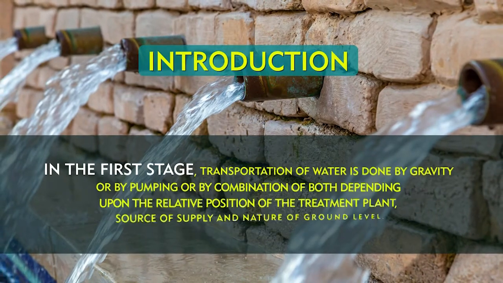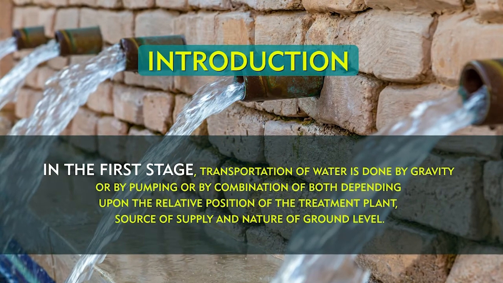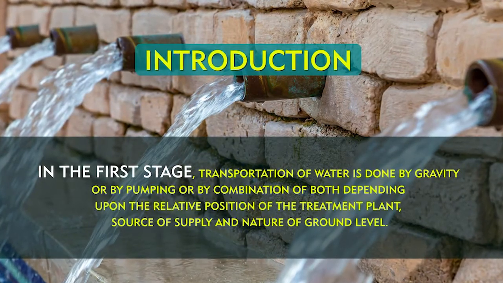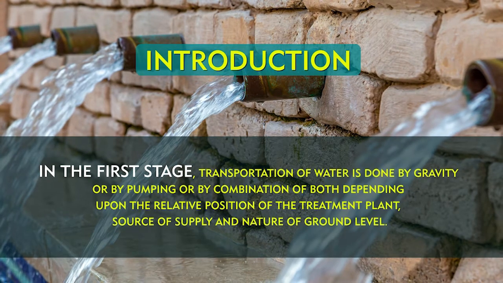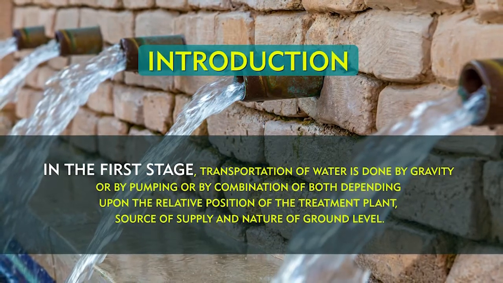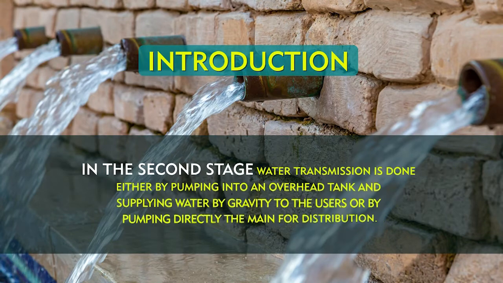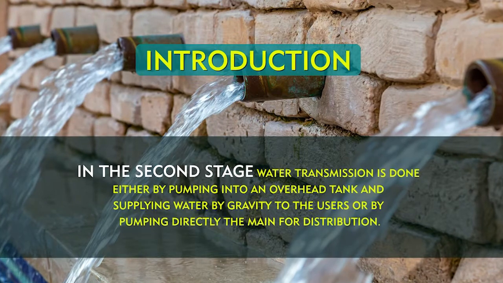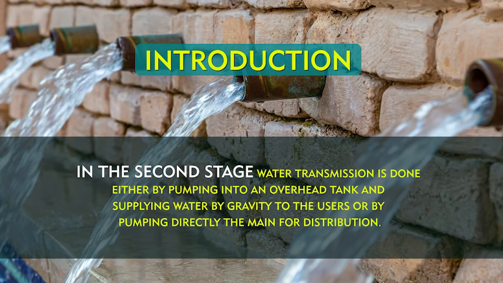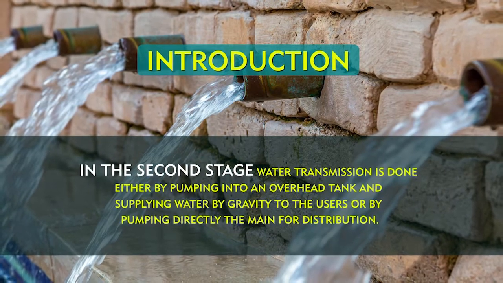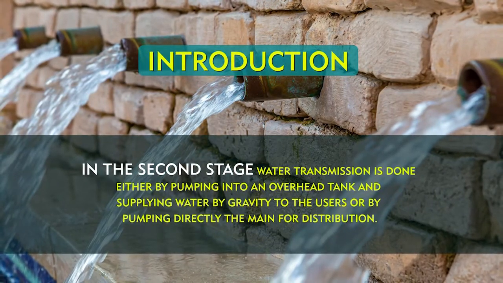In the first stage, transportation of water is done by gravity or by pumping or by a combination of both, depending upon the relative position of the treatment plant, source of supply, and nature of groundwater. In the second stage, water transmission is done either by pumping into an overhead tank and supplying water by gravity to the user, or by pumping directly into the mains for distribution.